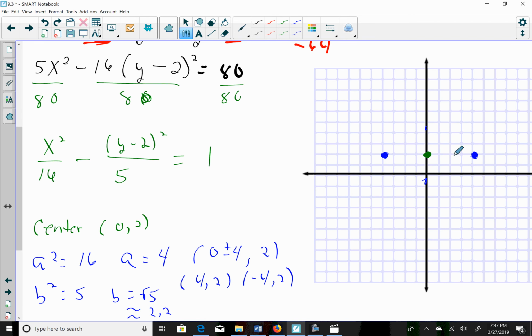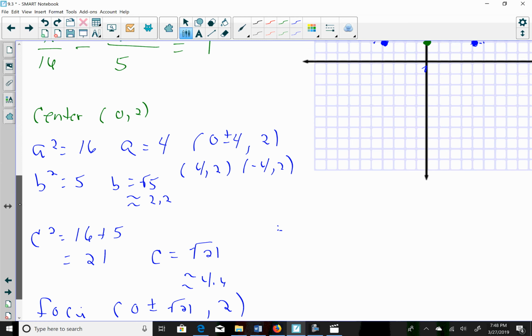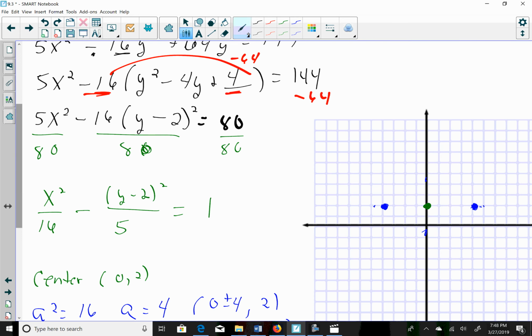So 1, 2, 3, 4.6. So like here somewhere and here somewhere. So now let's draw my asymptotes in. To draw my asymptotes, I get out my highlighter. I highlight my box. Remember, I'm using my A and my B. So I get something like this.